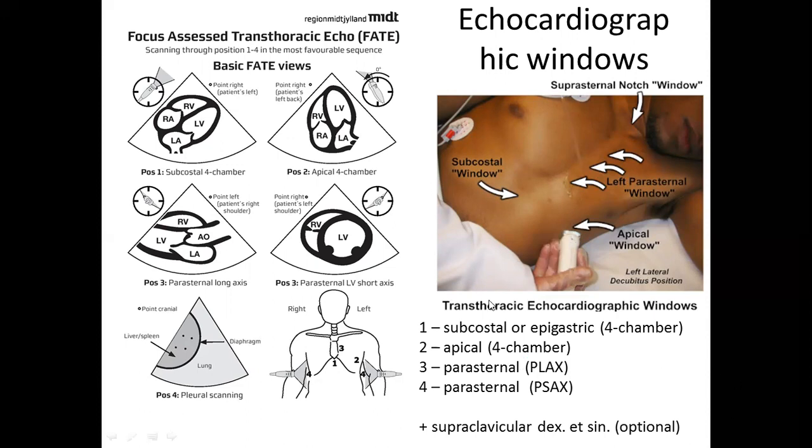The first one is the subcostal or epigastric 4-chamber window. We can check it right here. So here is the subcostal window. Then we have the apical 4-chamber window. You are moving a little bit onto the right side, and in the projection of the heart apex we can place the probe, and you can even see the direction of the ultrasonic beam and try to understand what is the actual slice we are trying to achieve there.